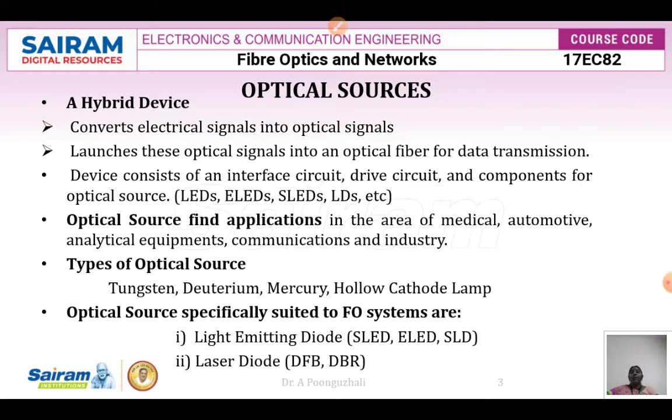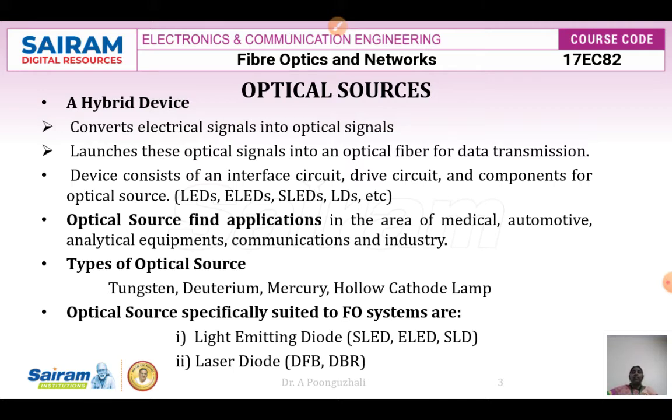The optical sources find applications in the areas of medical, automotive, analytical equipment, communications and industries. There is a wide range of applications. The types of optical sources that we use are tungsten, deuterium, mercury and hollow cathode lamps. The optical sources specifically suited for fiber optic communication systems are light emitting diodes and laser diodes.